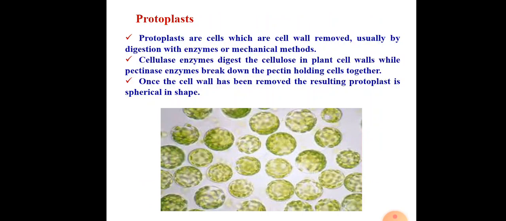Next, what does protoplast mean? The protoplast is the cell after removal of the cell wall. Usually it is done by digestion with enzymes or also by some mechanical methods. Among the enzymes used, the cellulase enzyme digests the cellulose in the plant cells, while the pectinase enzyme breaks down the pectin holding two individual cells together. Once the cell wall has been removed, the resulting protoplast is spherical in shape.